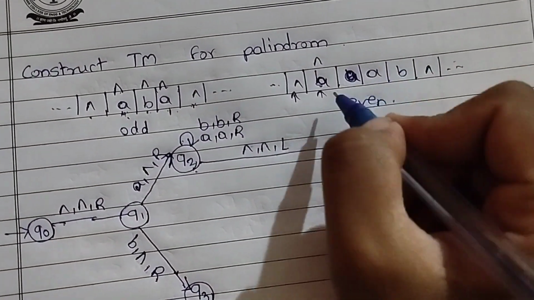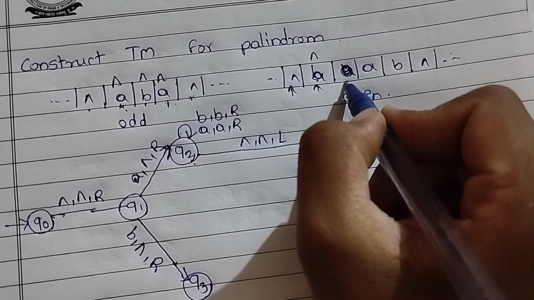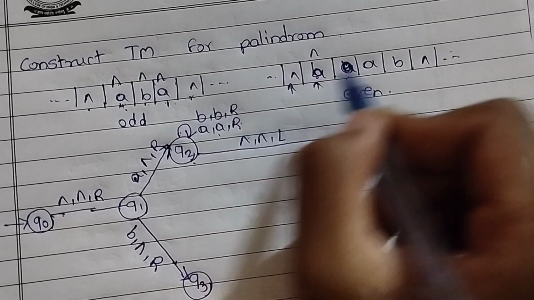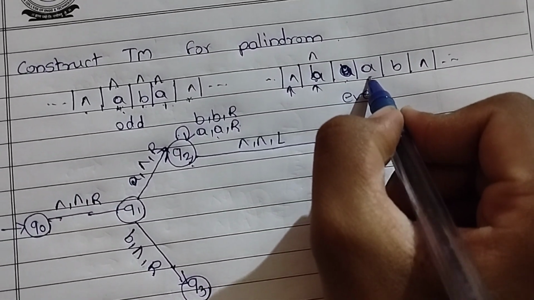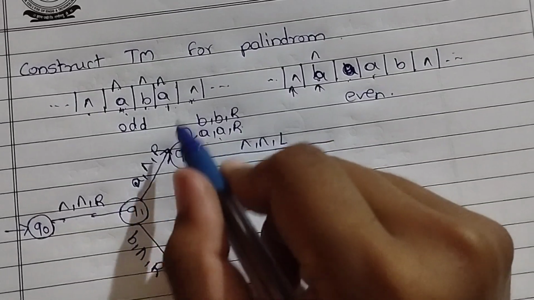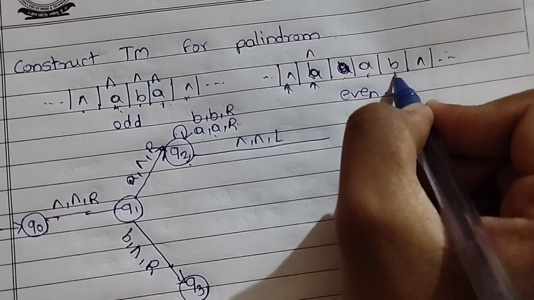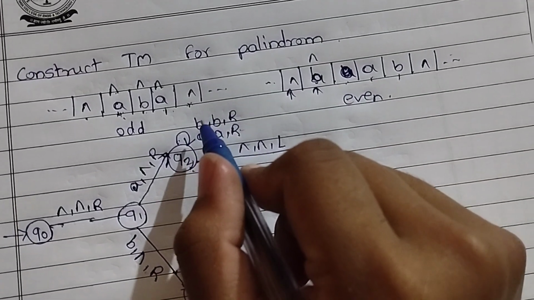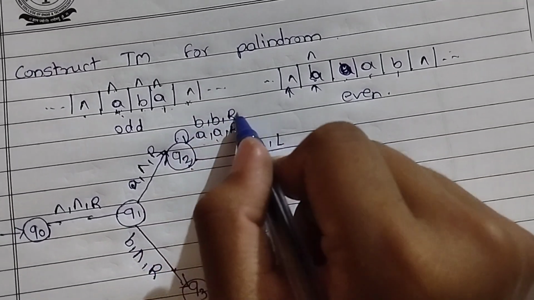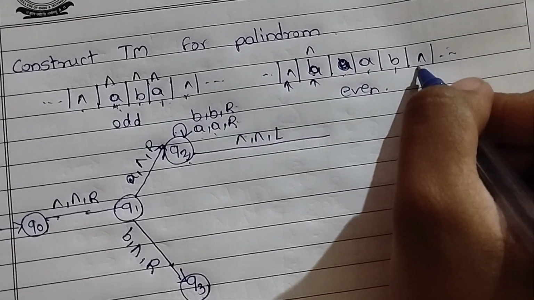Now after this B, we travel here. So we read A, keep A as it is, and move to the right. We are here now. Again we read A, so again this cycle is formed. We keep A as it is and move to the right. Then we read B, so again this cycle is formed. We keep B as it is and move to the right. Now we read the null value.